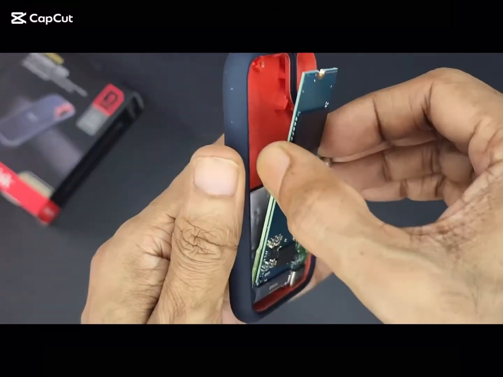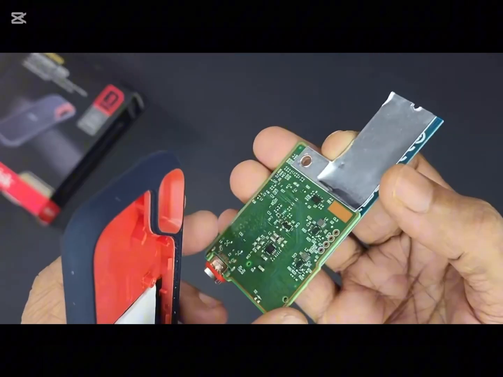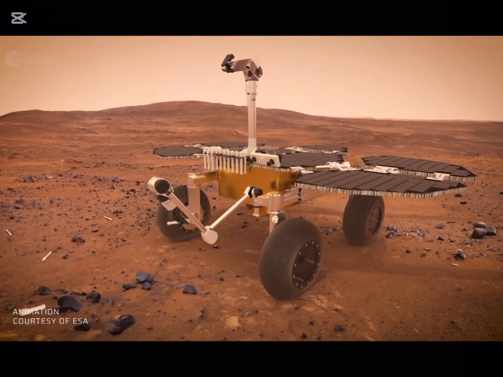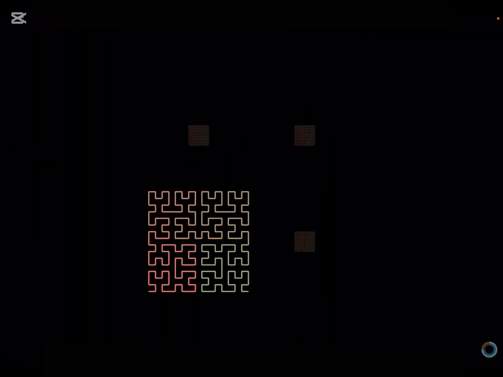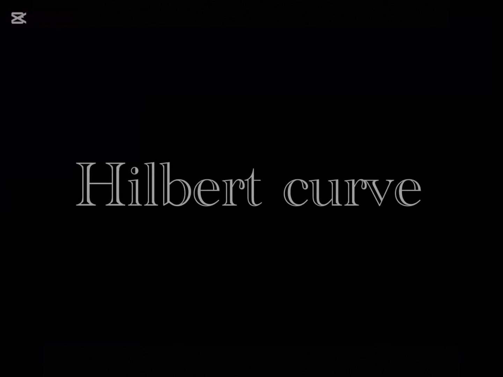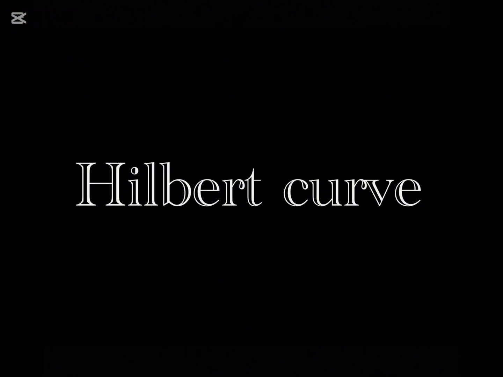Have you ever wondered how engineers can fit a lot of stuff into such tiny spaces? Or how they can make sure robots find the best way to travel? Well, today we're going to talk about a fascinating math concept that I find pretty interesting myself, which is called the Hilbert Curve, and how it can help engineers solve some pretty cool problems in the real world.